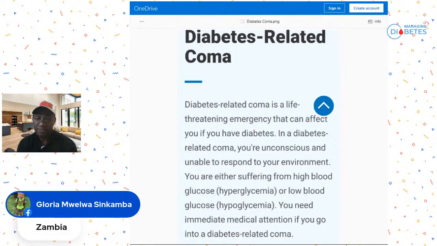So if you are in this situation where you are unable to recognize your environment, you cannot respond, you are unconscious, two things are happening to you: either you have too much blood glucose or you have low blood glucose. That is what is called diabetes related coma. So what you are reading on the screen is the definition of diabetes related coma.